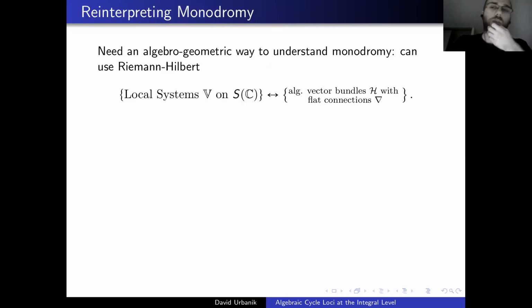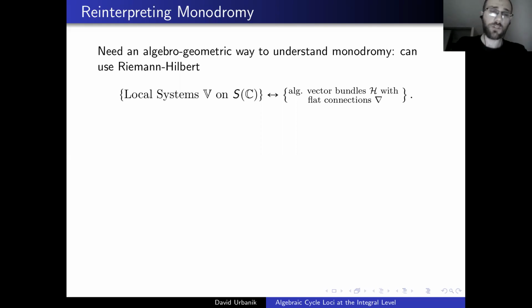Okay. So I want to now explain basically how we can do the same kind of thing in positive characteristic by introducing some new tools. And in order to do that, I'm going to have to reinterpret all the things I've been saying about monodromy. I mean, you can talk about monodromy in positive characteristic, but not in a nice algebraic geometric way. And I want to think of these things a bit differently. And so what I'm going to do is I'm going to use the Riemann-Hilbert correspondence.